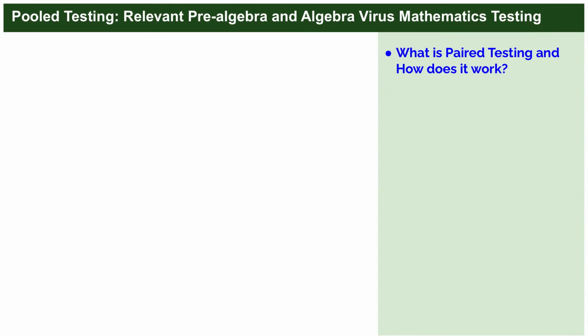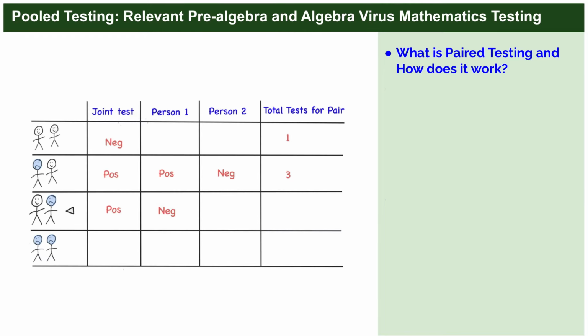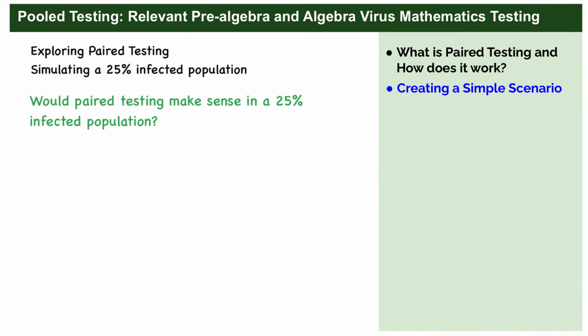We start with the fundamental questions: what is paired testing? How does it work? When would there be 1, 2, or even 3 tests needed to identify the presence of a virus? Under what conditions is paired testing a good choice? We start off with a simple scenario where 25% of the population is infected with the virus. Our key question here becomes: would paired testing make sense in a 25% infected population?